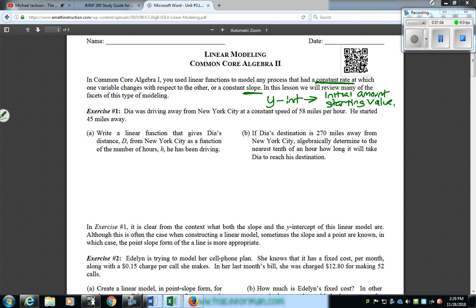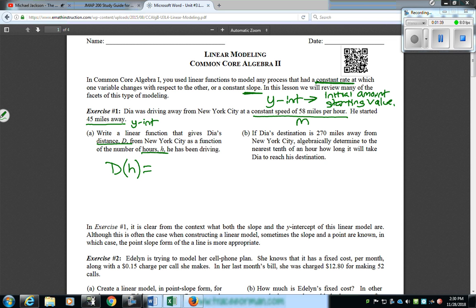For the first one, Dia was driving away from New York City at a constant speed of 58. I'm going to know right now that that's going to be my slope. And he started 45 miles away. That's his starting value. That's going to be what the y-intercept is. Now, they are specific about using variables and what those variables represent. In A, they want us to write a function. D is the distance and H is the hours. So D is our y value, that depends on the hours. So H will be our x value in this case.